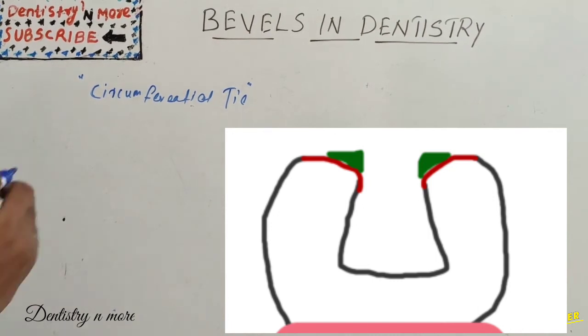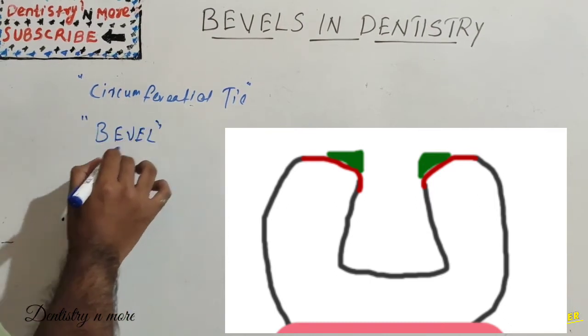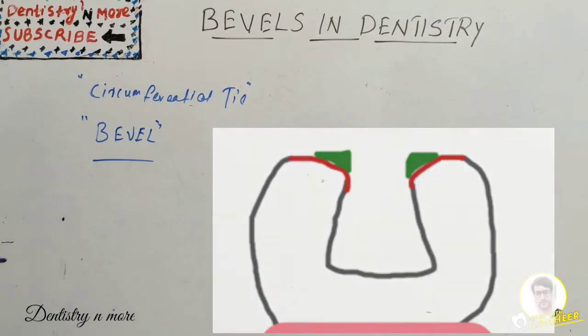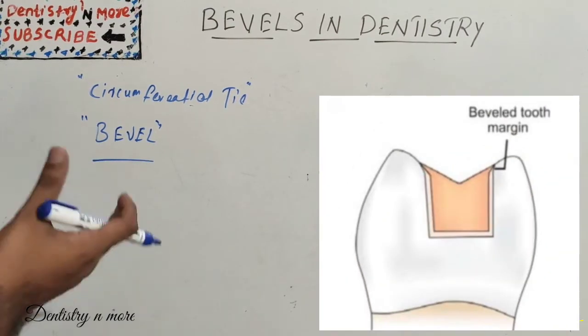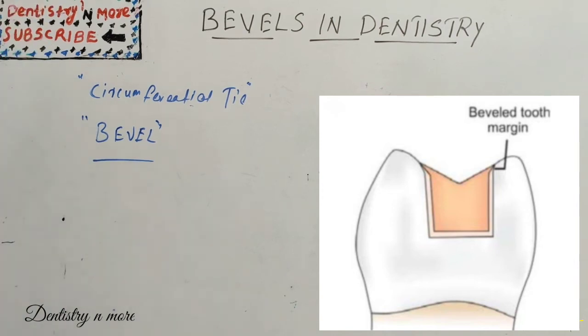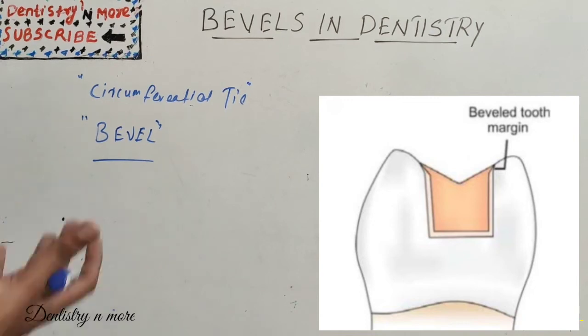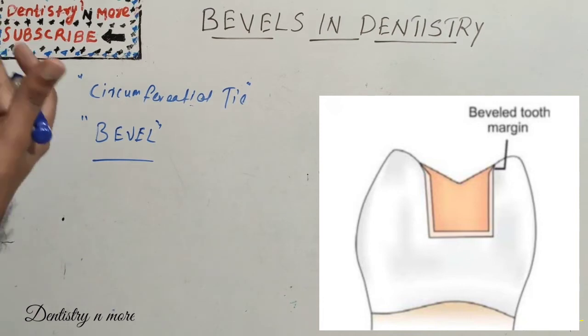So what are bevels? Bevels are flexible extensions of a cavity preparation which allow the inclusion of surface defects, supplementary grooves or other areas on the tooth surface. So these are planes of a cavity wall or floor directed away from the cavity preparation. Earlier, a bevel was placed only on cavosurface margins and was defined as a rounding off of the cavosurface margin at an angle.